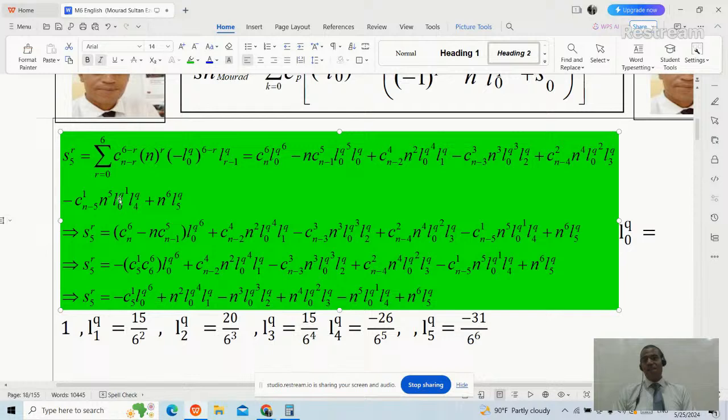don't forget, minus combination n minus 5. When R equals 5, it will be n minus 5, and 6 minus 5 is 1. That's why it is written 1. You see the negative sign, because negative L0 of q to the power 6 minus 5 gives 1, and a negative number raised to an odd power carries the negative sign with it. That's why I wrote here the negative sign, combination n minus 5.